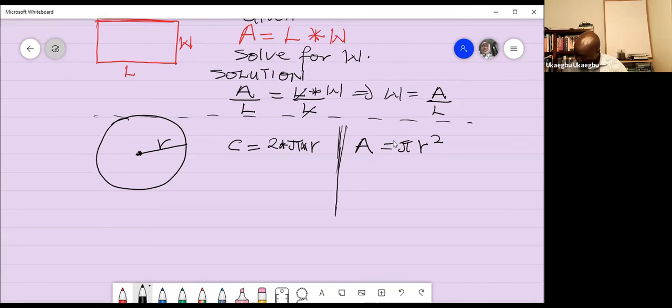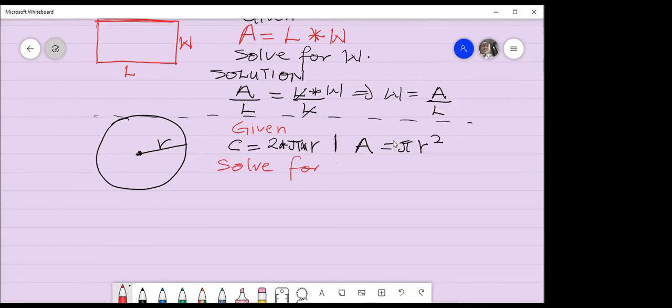So now the question is going to be, for each of them, solve for radius. I'm going to give you 30 seconds. For each of these equations, solve for the radius. Given circumference equal to 2 pi r and area equal to pi r squared, solve for the radius.